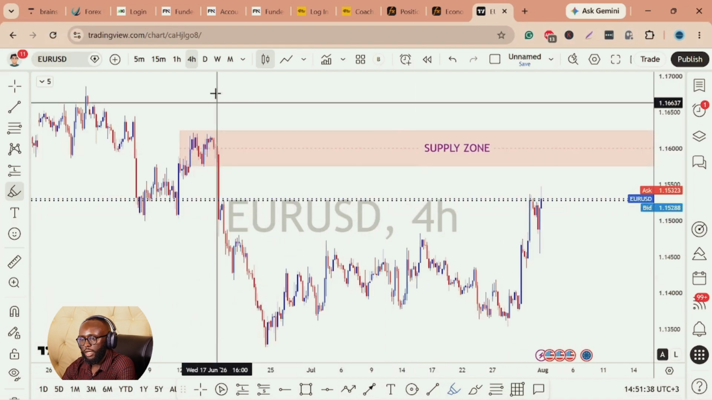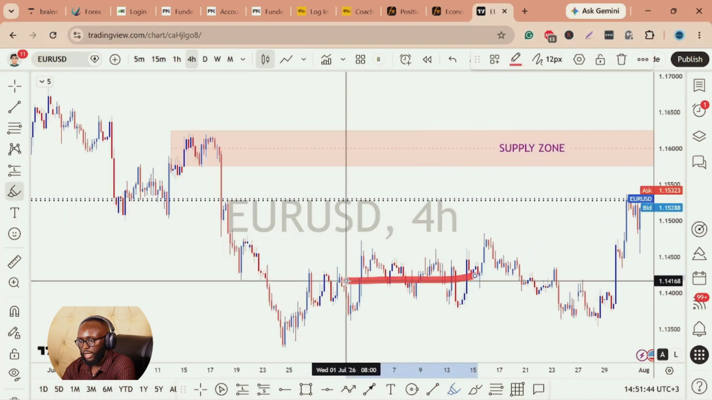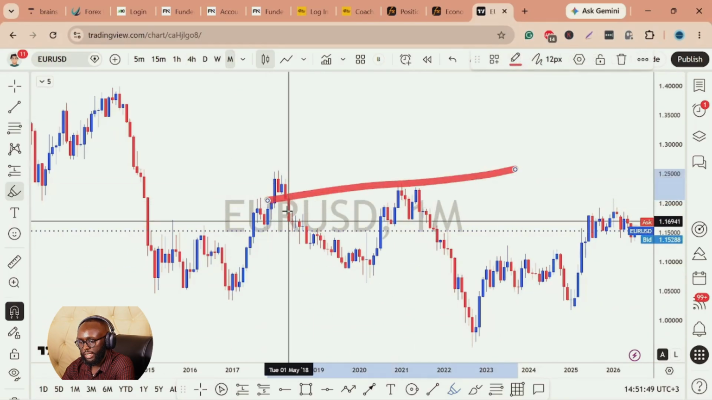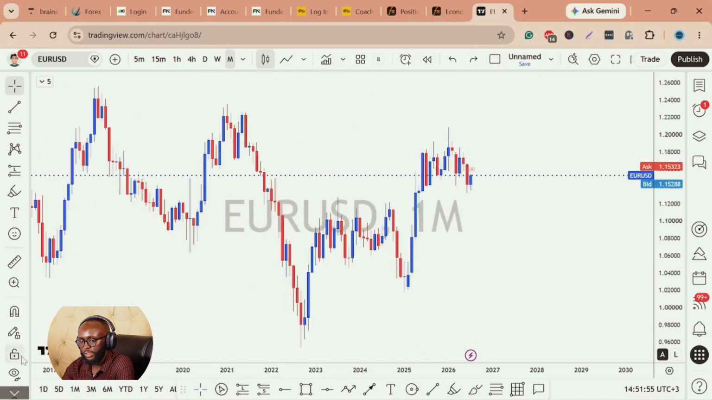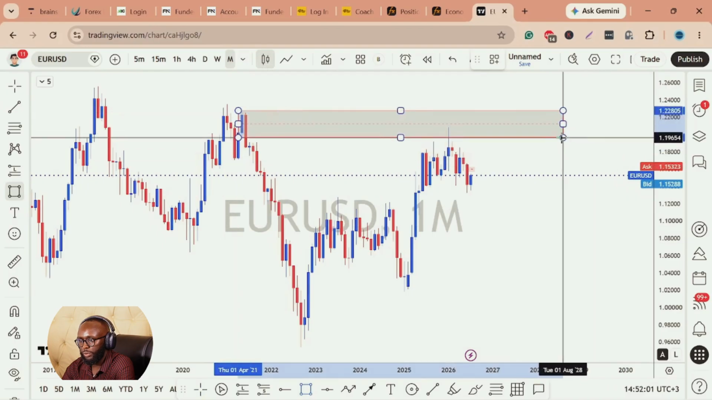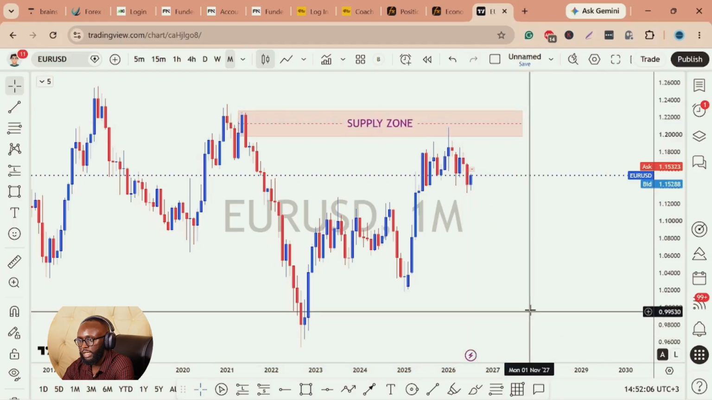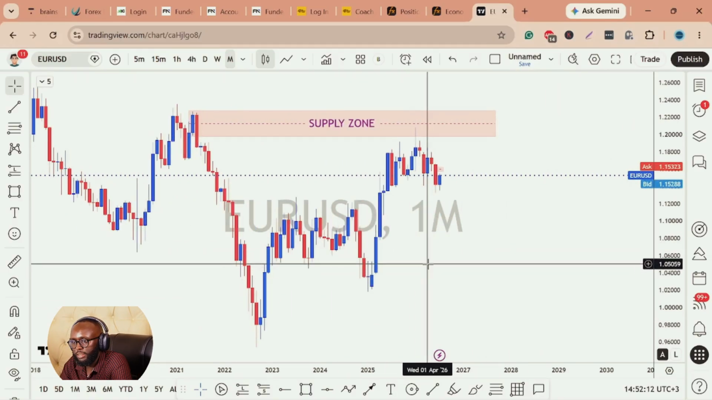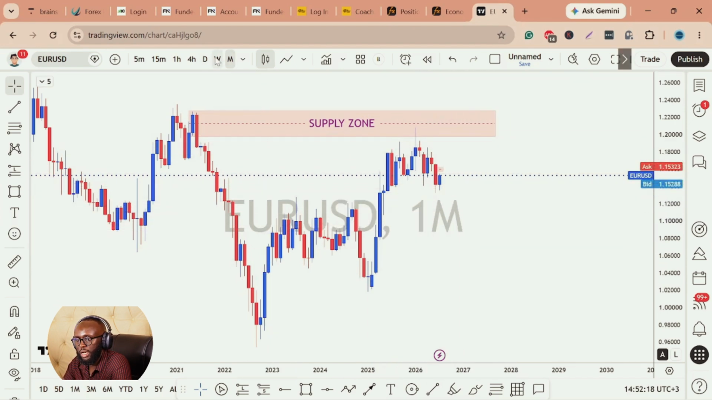Now, Euro USD from the monthly time frame again. From the monthly time frame on Euro USD, what you will realize is that the market has already tested the monthly order block. So price has been reacting off this monthly order block that we have over here, which is a very nice, elaborate supply zone. So we have this supply zone over here, and price has already been reacting on that particular zone.